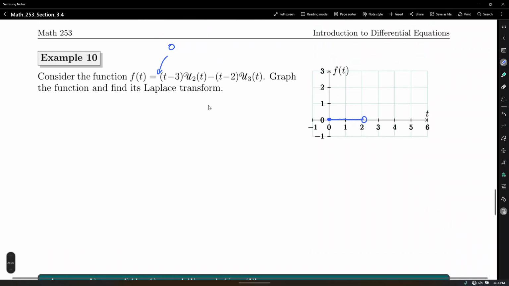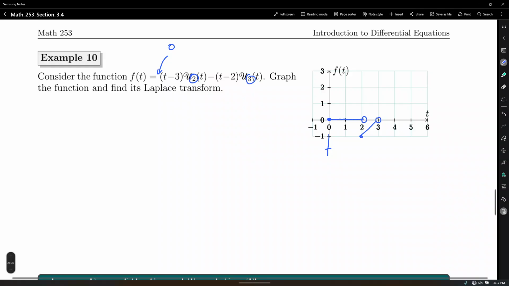And then what happens? We have the function t minus 3, which is, 1, 2, 3, essentially this diagonal line, right? However, that diagonal line is going to go only between 2 and 3, because at 3 we already have another function. So between 2 and 3, over here, that's going to be the diagonal line, y equals t minus 3.